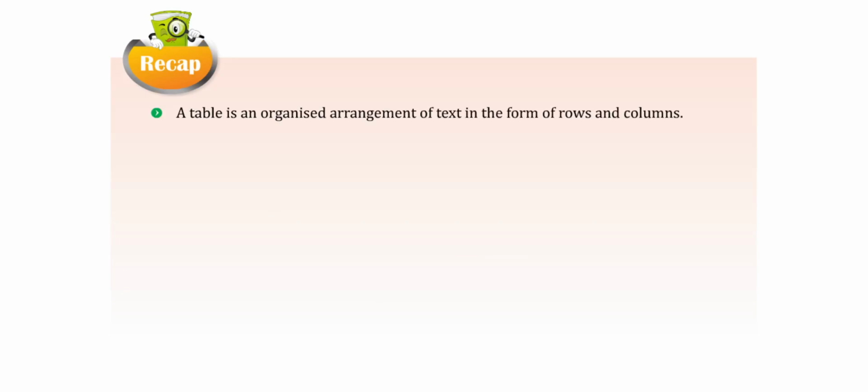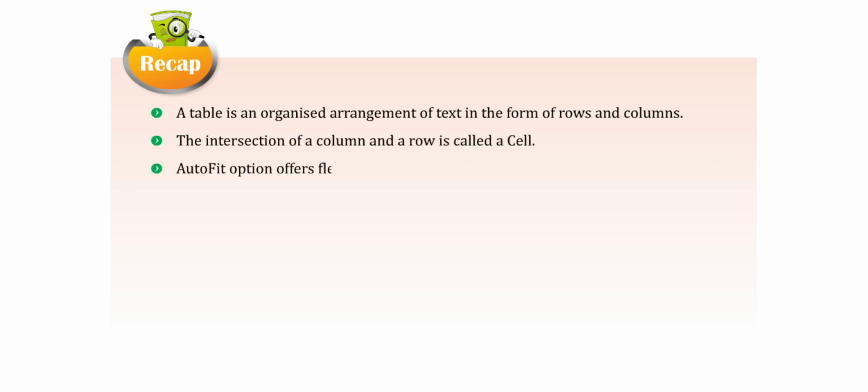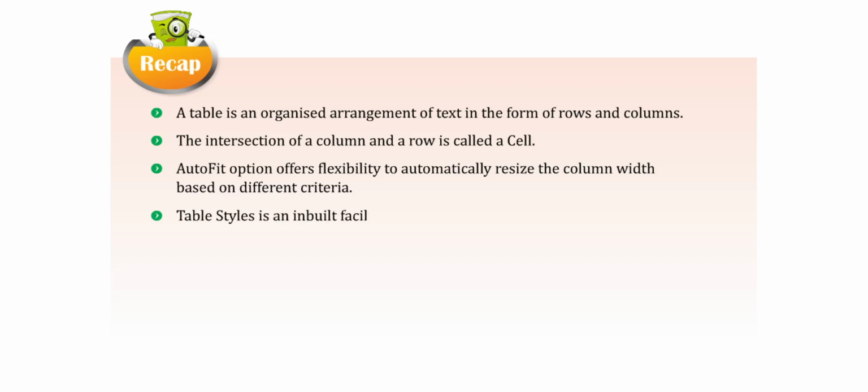Let us quickly glance through the key points discussed in this chapter. A table is an organized arrangement of text in the form of rows and columns. The intersection of a column and a row is called a cell. AutoFit option offers flexibility to automatically resize the column width based on different criteria. Table styles is an inbuilt facility to change the appearance, color, and borders of a table.